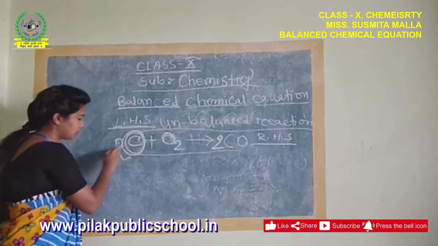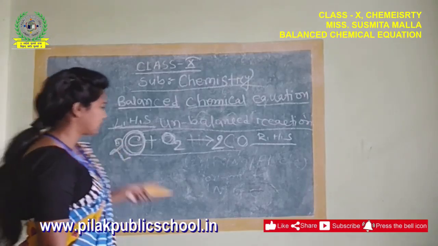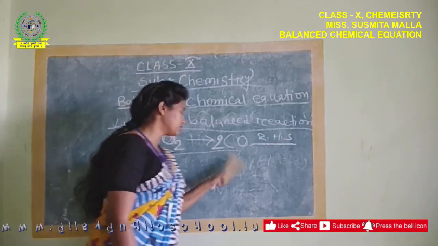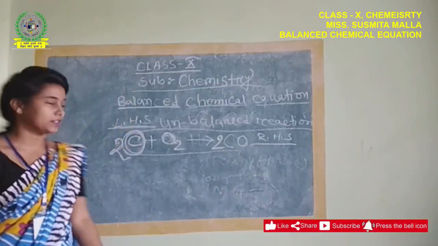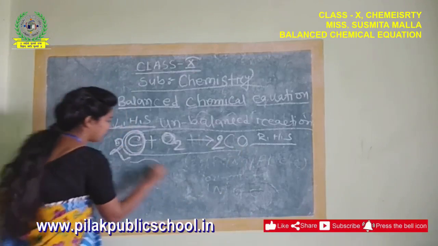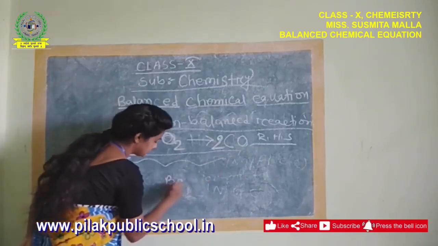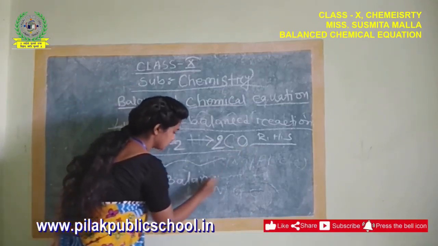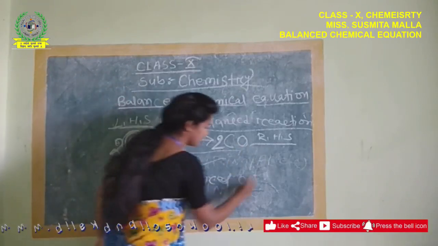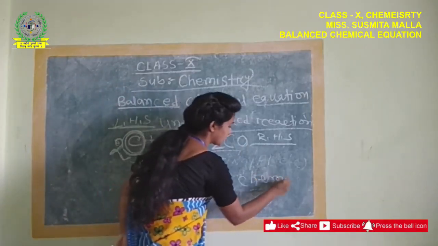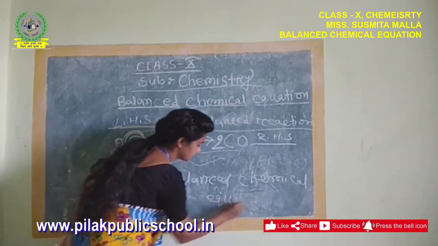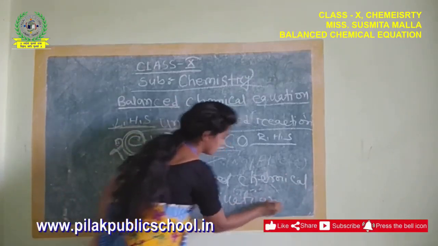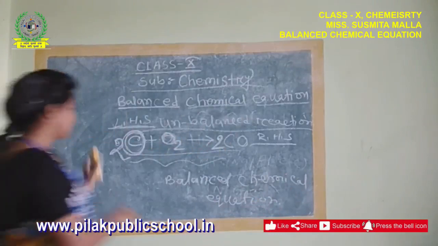There are 2 molecules of carbon. There are also 2 molecules of carbon. There are 2 molecules of oxygen. There are also 2 molecules of oxygen. That is, this is a balanced chemical equation. Next we see another example.